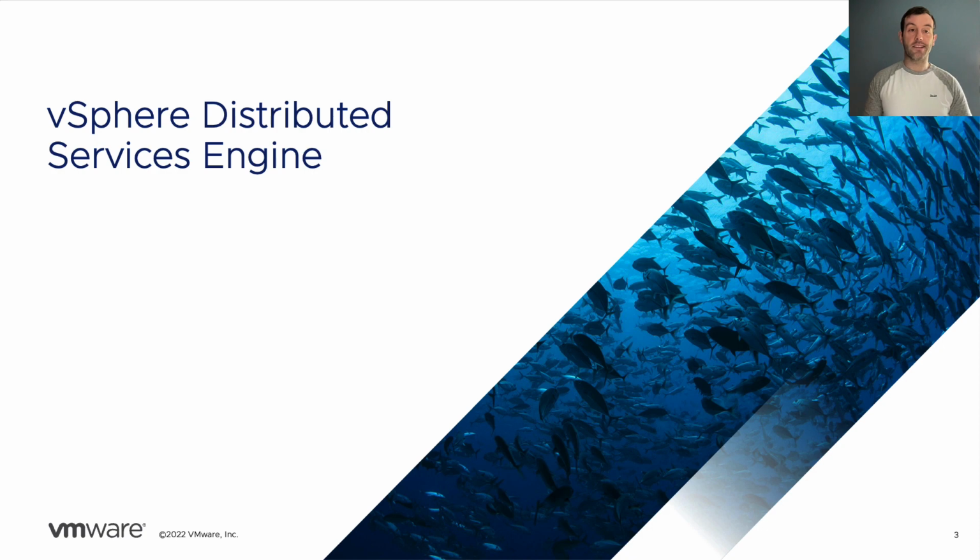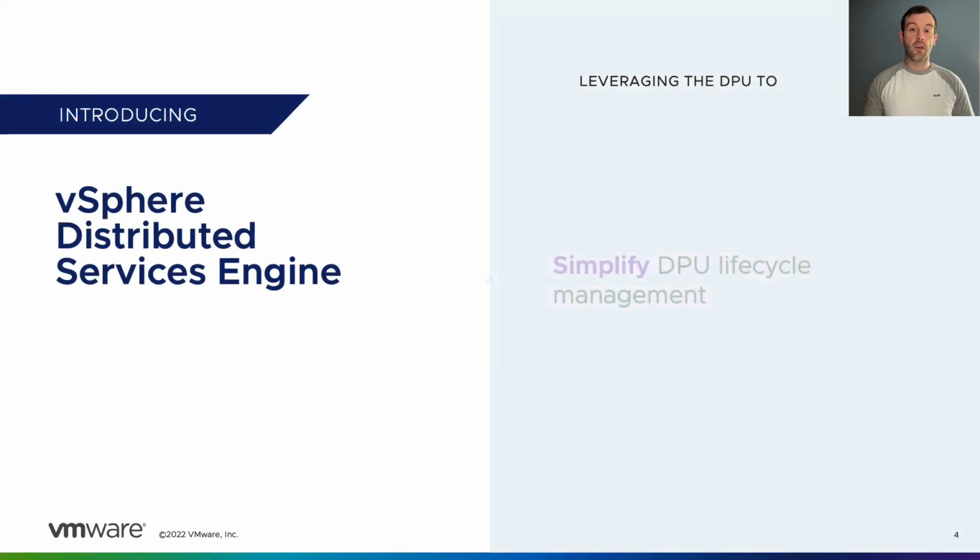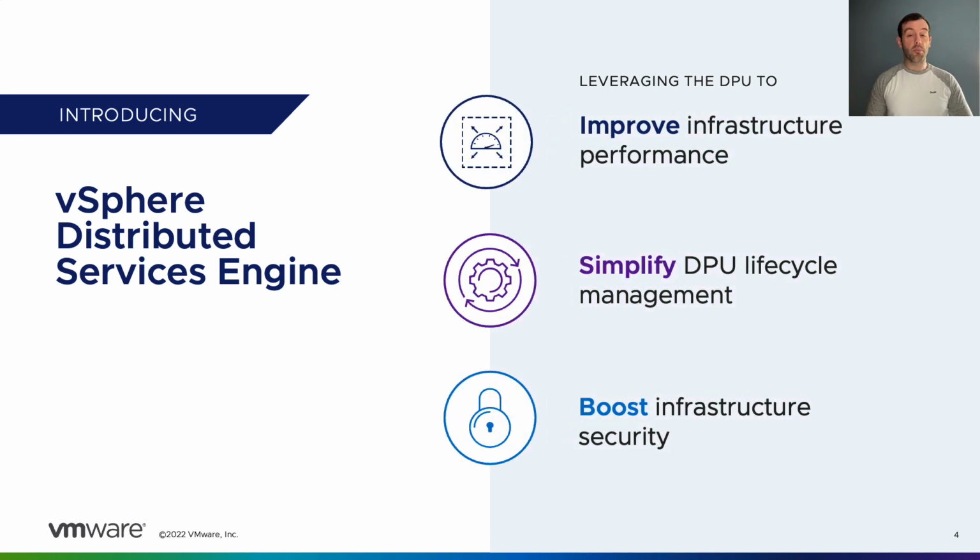So first up, let's talk about the vSphere Distributed Services Engine. You may have heard about this a couple of years ago when we introduced Project Monterey. This has evolved and will GA with vSphere 8 as the vSphere Distributed Services Engine. It unlocks the power of data processing units, or DPUs, for hardware accelerated data processing to boost infrastructure performance. And vSphere 8 makes it very easy for you to use these DPUs in your workloads.